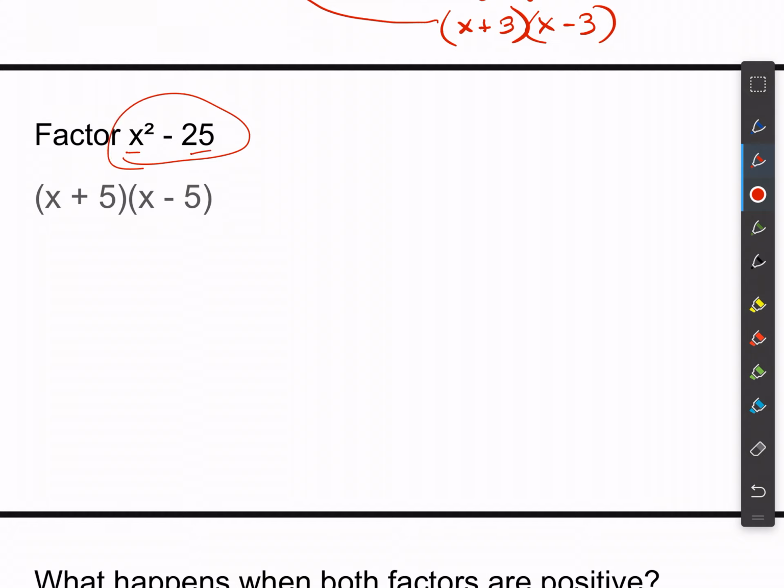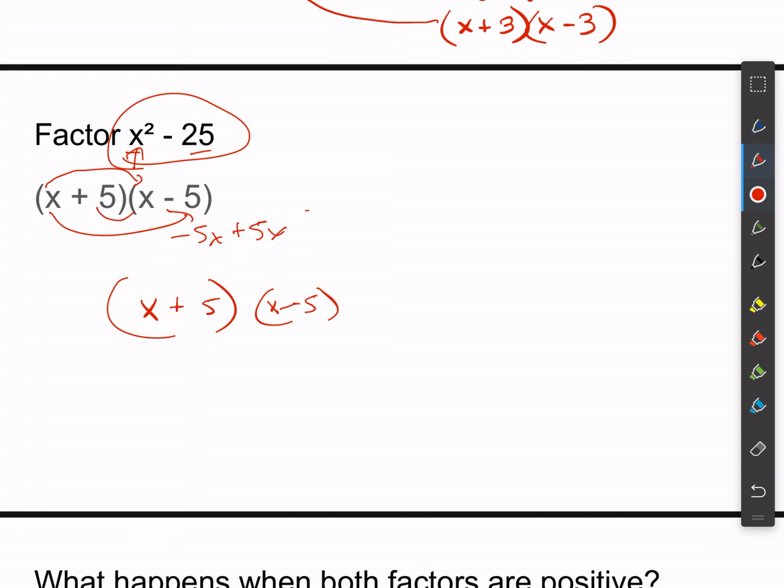Okay, so this is a difference of squares, which means that I'm going to have the root of x and the root of 25. I'm going to have one with a plus sign, one with a minus sign, and I'm done. Now notice, when you FOIL this back, x times x gives you x squared, x times negative 5 gives you negative 5x, x times 5 gives you positive 5x, those go away, and then 5 times negative 5 is negative 25.